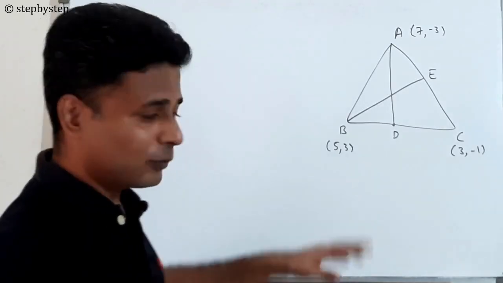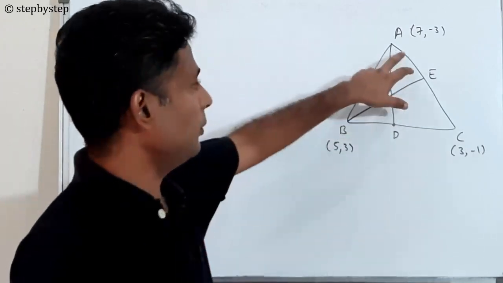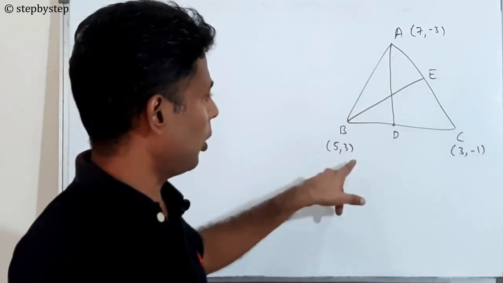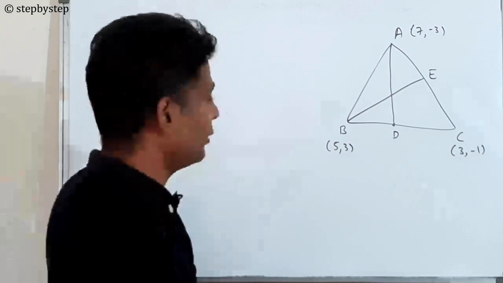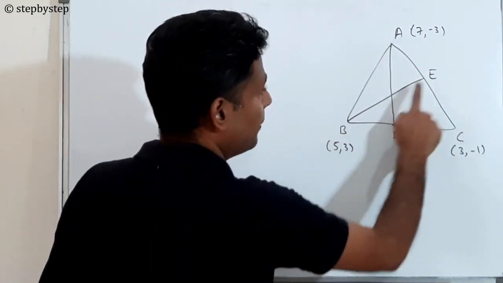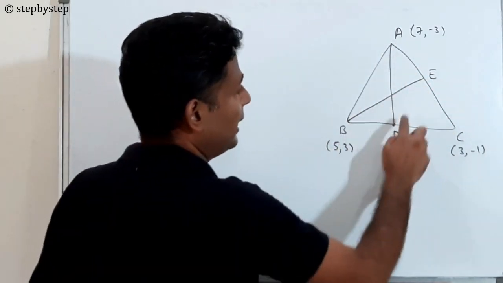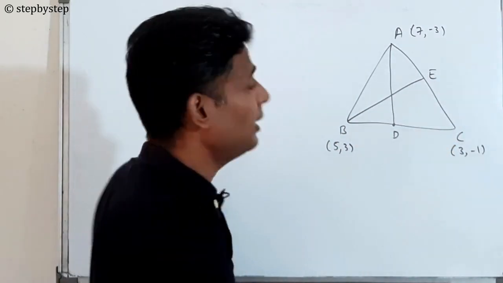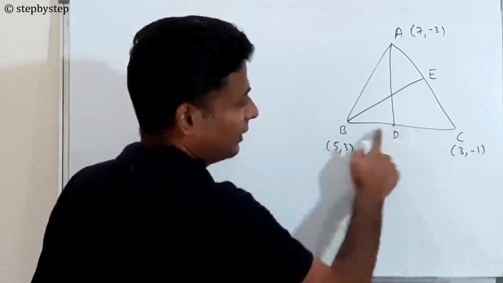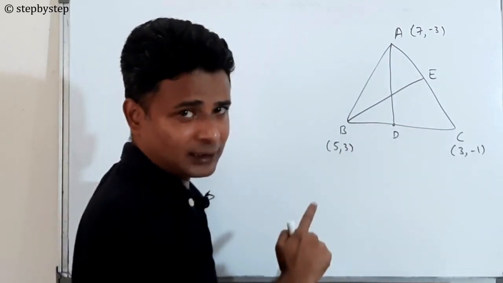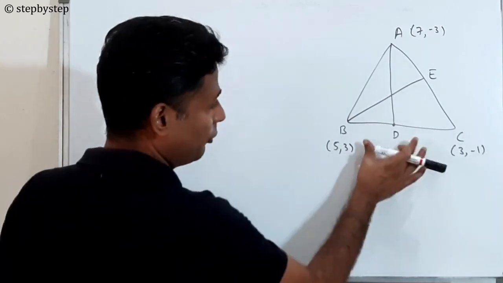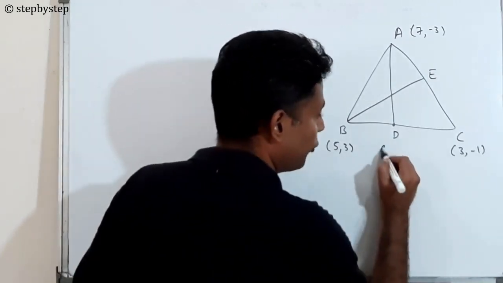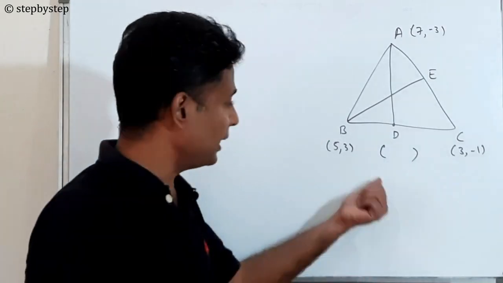Alright guys, now the next question in the test, they have given you a triangle ABC with coordinates and they have asked you to find the length of the medians AD and BE. To find the length of BE and AD, we need to also know coordinates of D and E. So how do we find? Since AD is a median, it will divide the opposite side in two equal parts, which means D is the midpoint of BC. So using midpoint formula, we can find the coordinates of D.